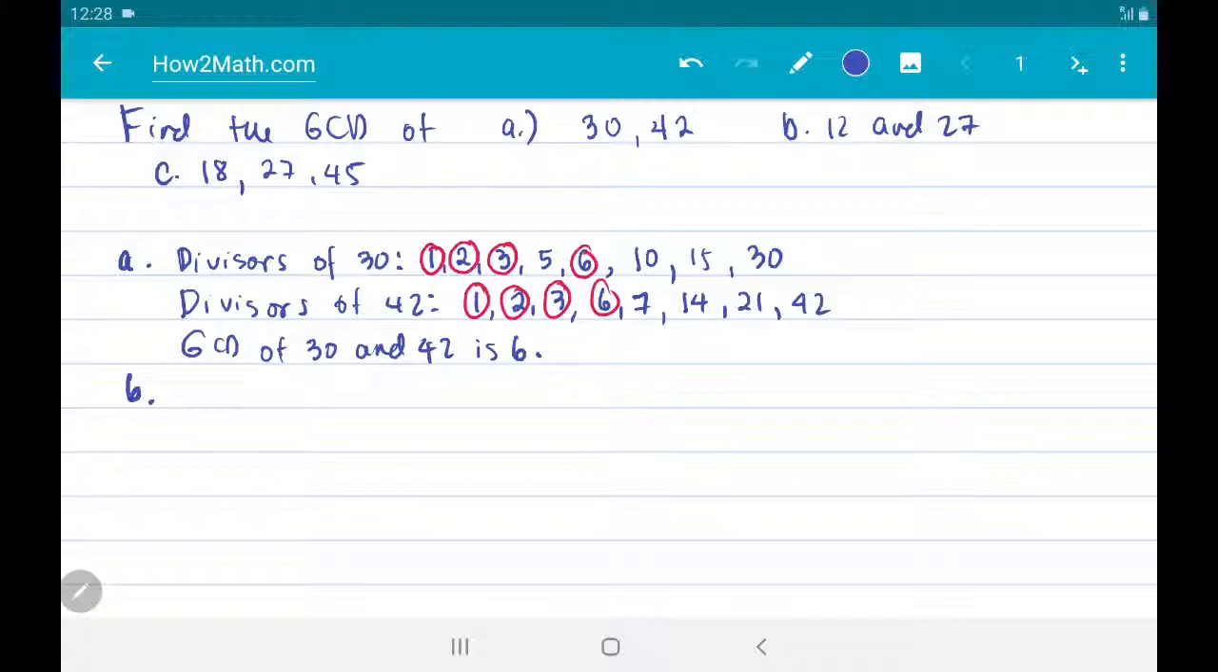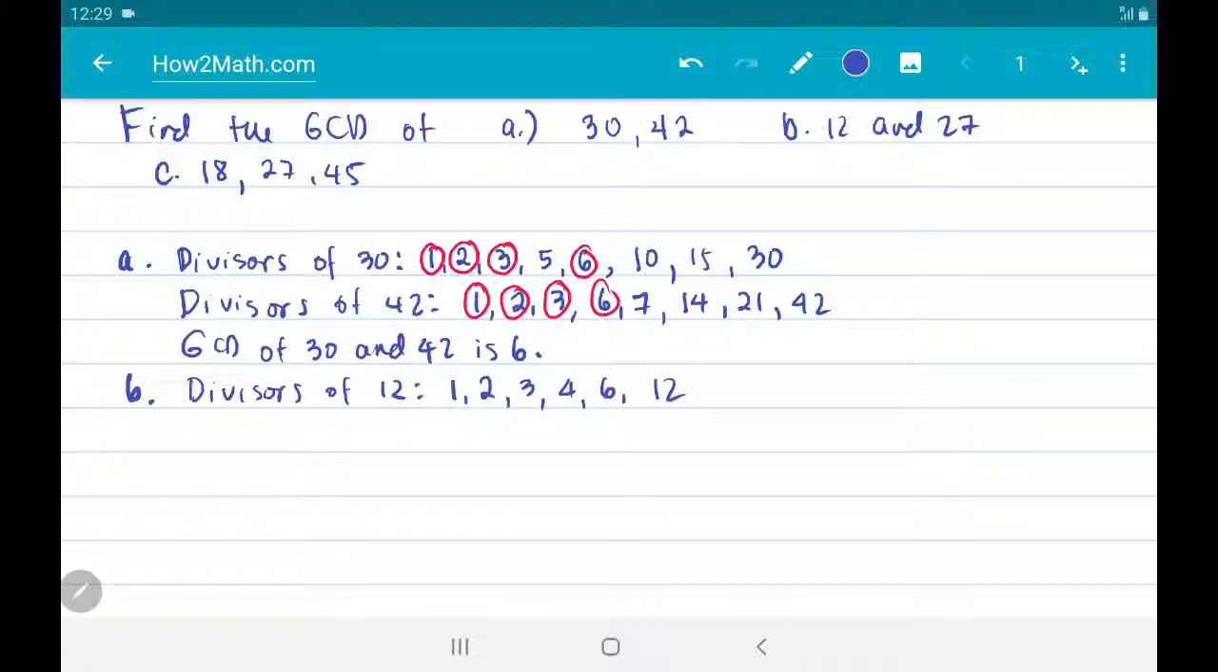What about letter B? 12 and 27. So let's have divisors of 12. By the way, this is only by listing because we have other ways of finding the GCD, which we will discuss in the next video. So 1, we have 2, we have 3, we have 4, we have 6, what else? We have 12.